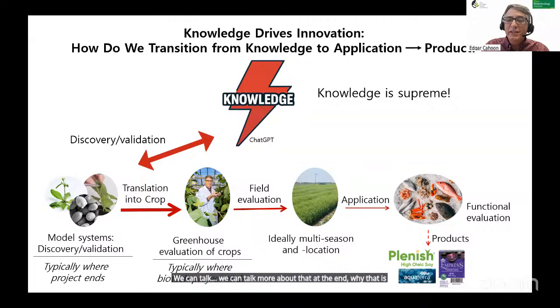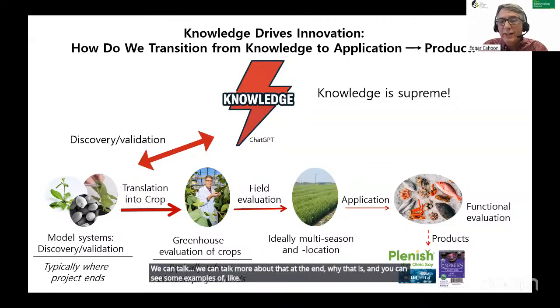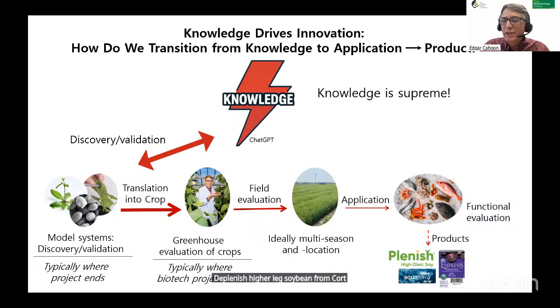And you can see some examples like the Plenish high oleic soybean from Corteva, the Norfolk purple tomatoes, Aquaterra that's producing fish oils in canola. These are just some examples.